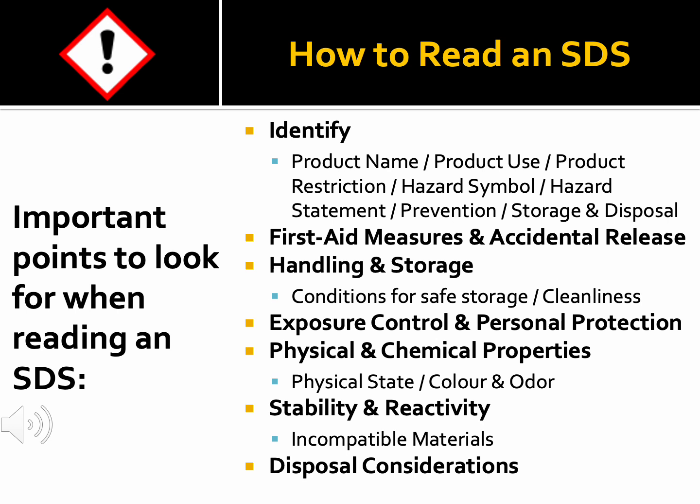First, you want to identify the product by looking at the name, use, restrictions, hazard symbol, hazard statement, prevention, storage and disposal. You then want to identify what first aid measures would need to be taken if an incident occurred with the chemical and what to do if it accidentally releases into the environment. Then you will review the handling and storage. This will explain the conditions for safe storage.